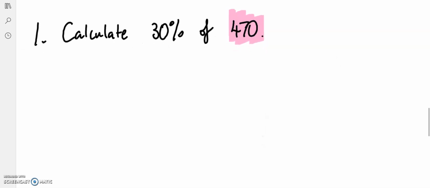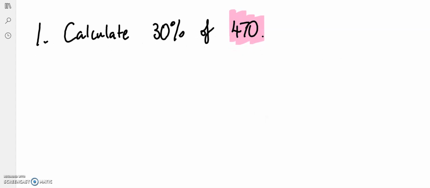So how are we going to build 30%? Well, the easiest percent maybe to figure out is 10%. Remember, 10% was a tenth, I'll just write that over there. So to figure out 10%, we'll just divide this value by 10. So 470 divided by 10 is 47.